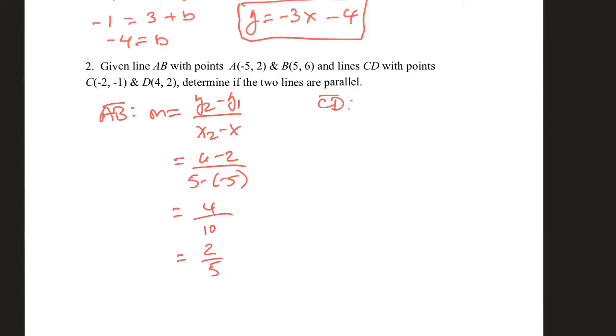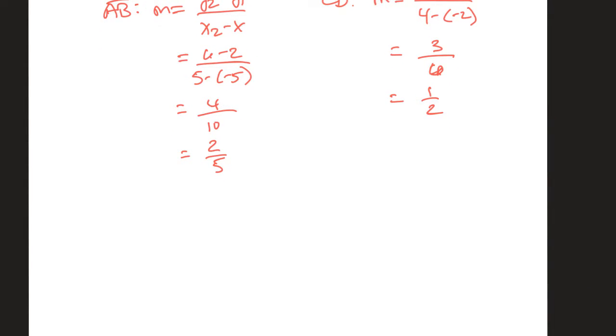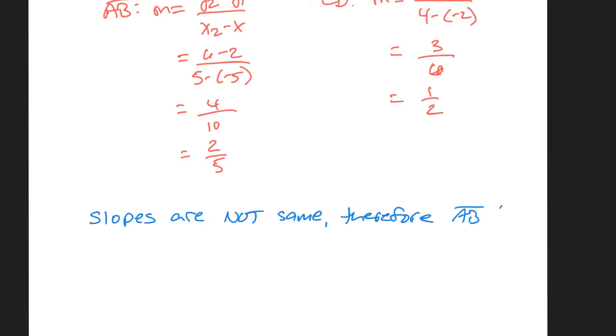And now let's do CD. My slope is going to be equal to 2 minus a -1 over 4 minus a -2. So 2 minus a -1 turns into 2 plus 1, which is 3. 4 minus -2 turns into 4 plus 2, which is 6. And reduce that down, we get 1/2. So the slopes are not the same. So let's just write a conclusion here. Slopes are not the same. Therefore, AB is not parallel to CD. There we go.